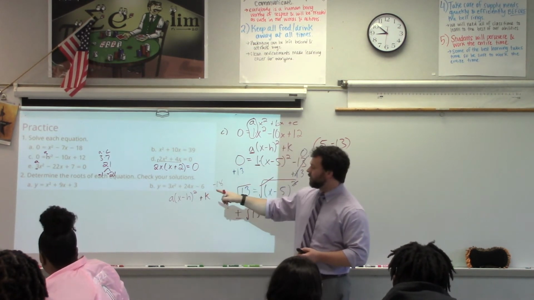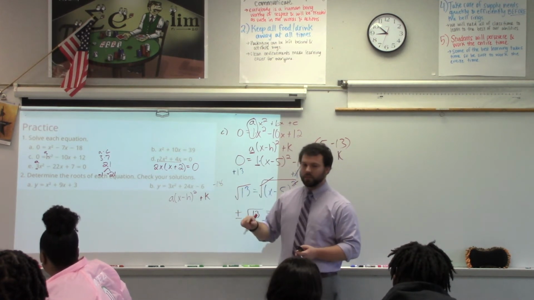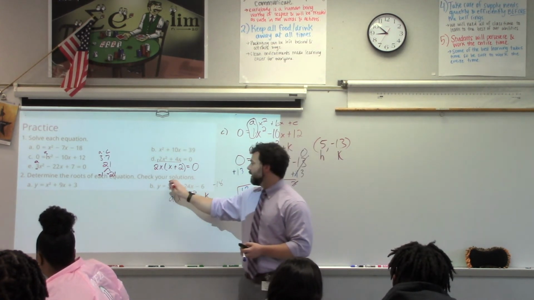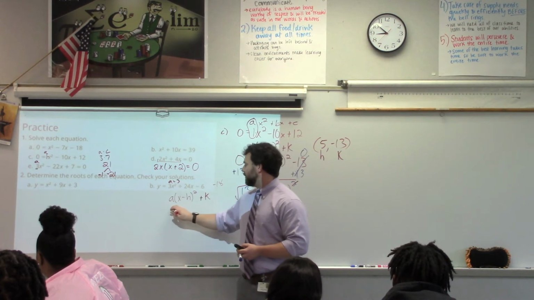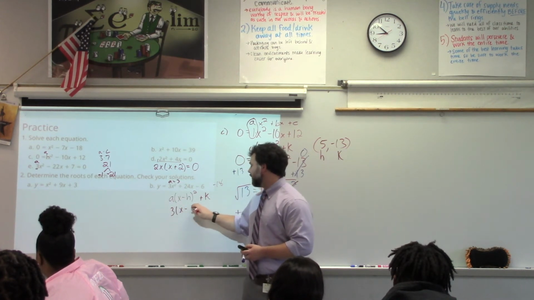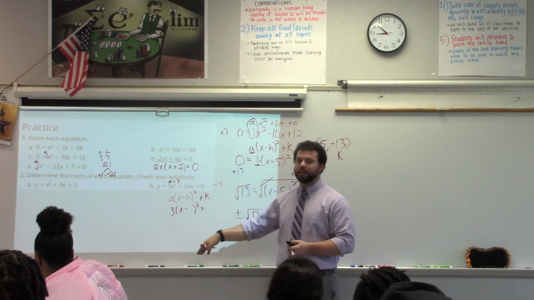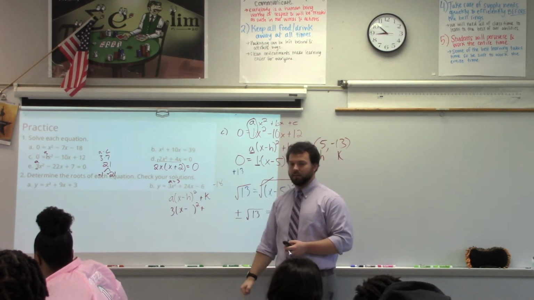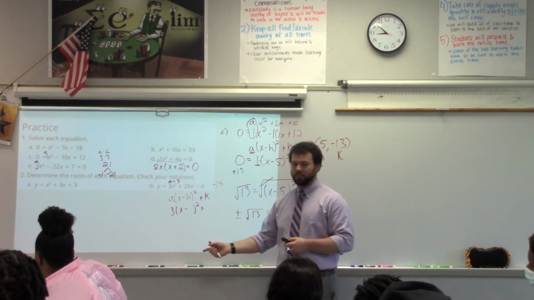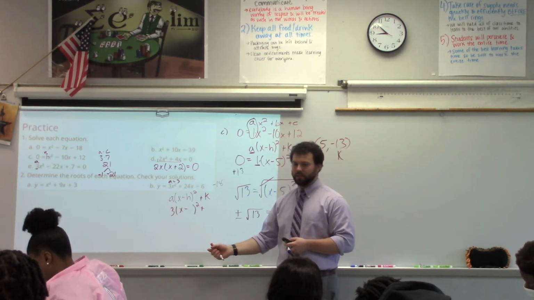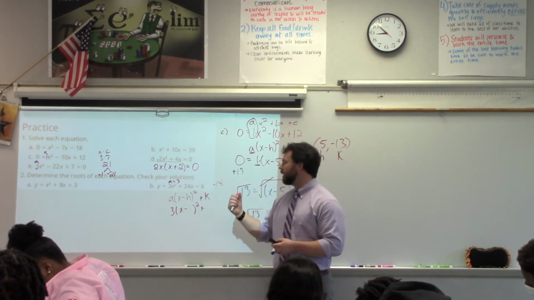What do I already know A is from the standard form? So A is 3. So this would be 3 times x minus something squared plus something. And so I already have what A is. I need to find h and k. And that's where I'm going to graph it. Does that make sense? And so I would find the h and the k.